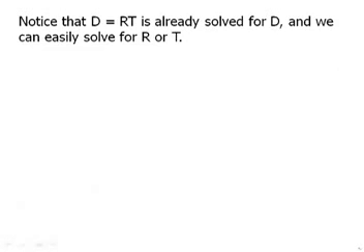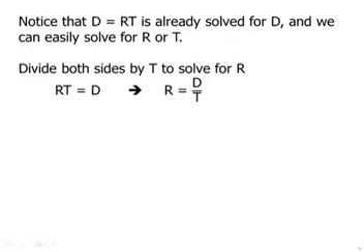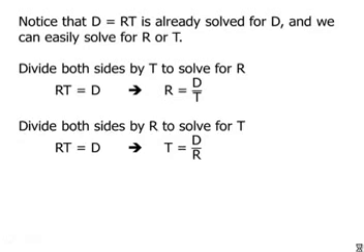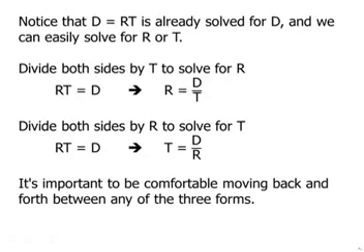Notice that D equals RT is already solved for distance, and we can easily solve for rate or time if we need to. If we divide both sides of that initial equation by t, we solve for rate. So rate equals distance divided by time. Alternately, go back to D equals RT, divide both sides by rate, and what we get is t equals d over r. Time equals distance divided by rate. And that's solved for time. It's very important to be comfortable moving back and forth between any of those three forms.